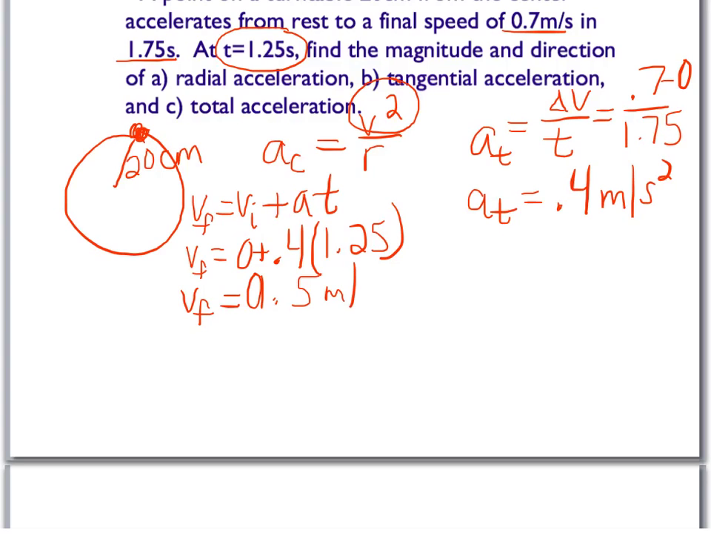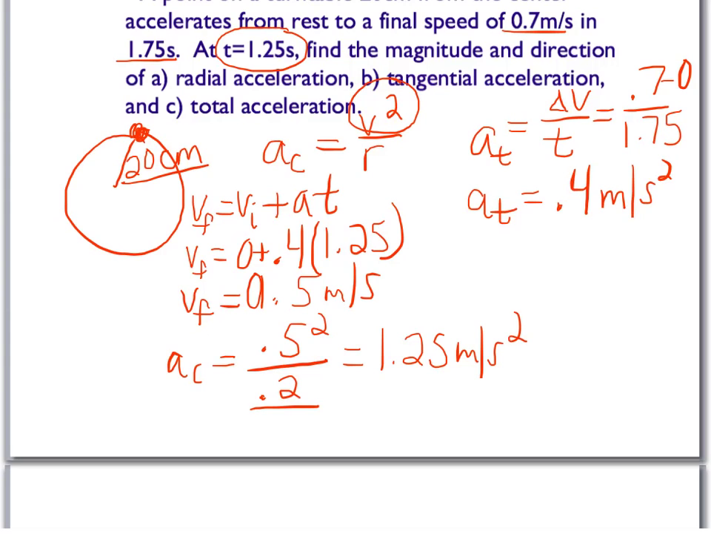We can now use this in our centripetal acceleration equation to show that if we square that velocity and put it over the radius of 0.2 meters, remember we want to keep everything in SI units, so 20 centimeters will be converted to 0.2 meters, and we actually divide that out, we'd find that the centripetal acceleration is about 1.25 meters per second squared.